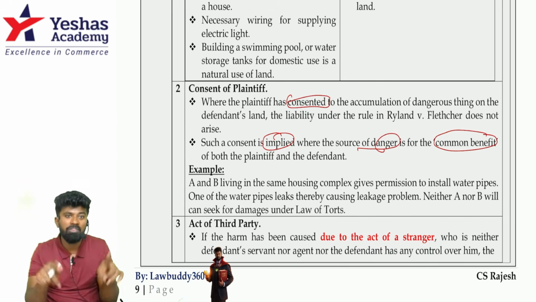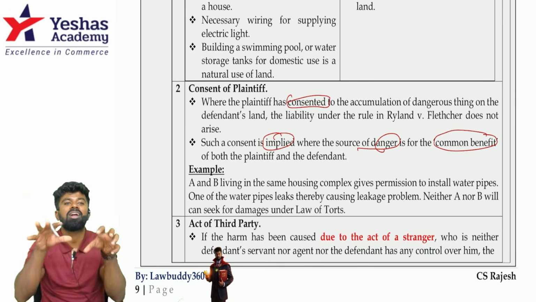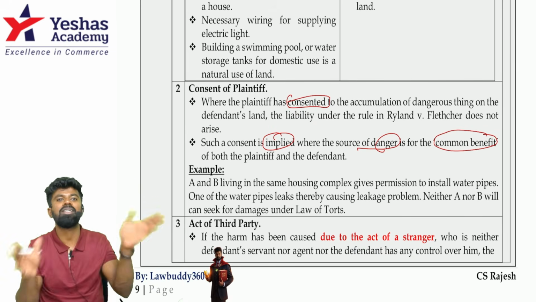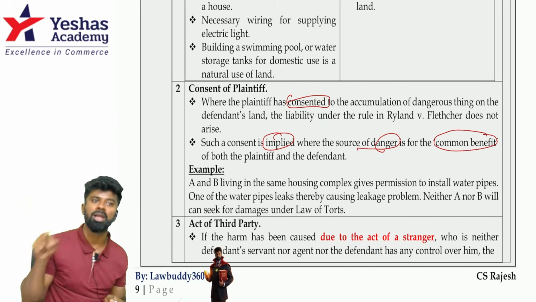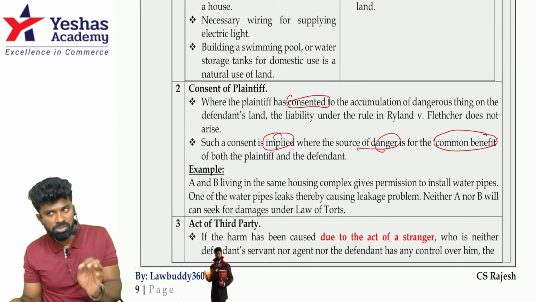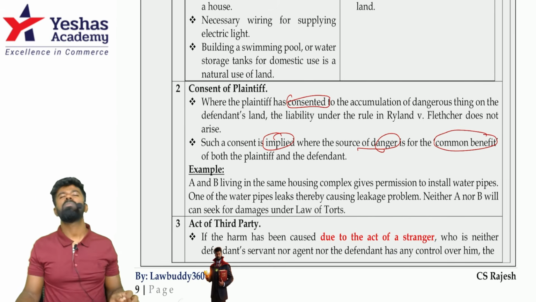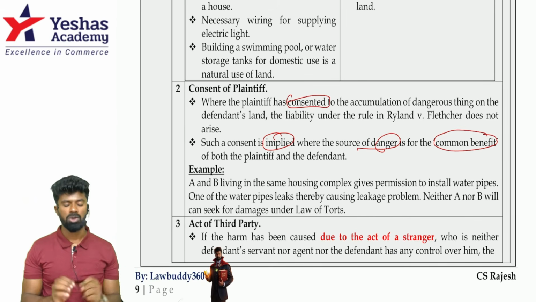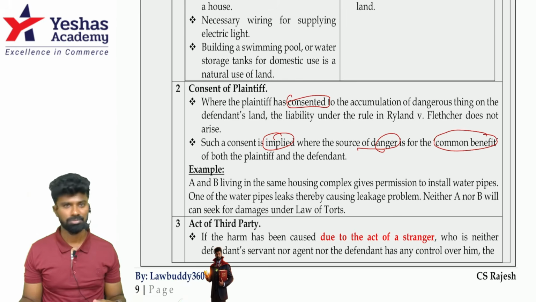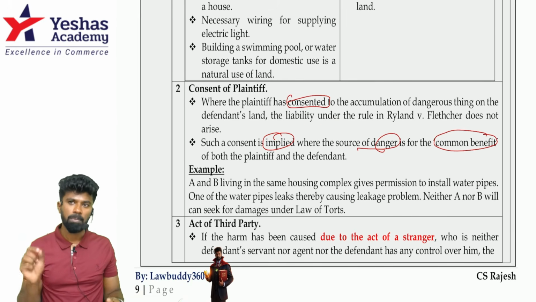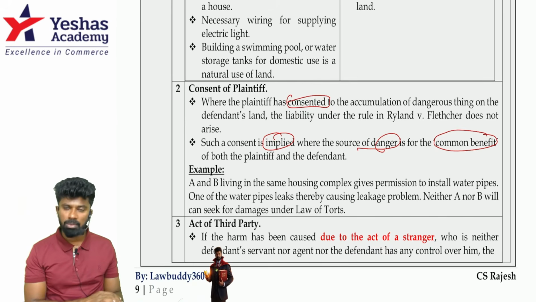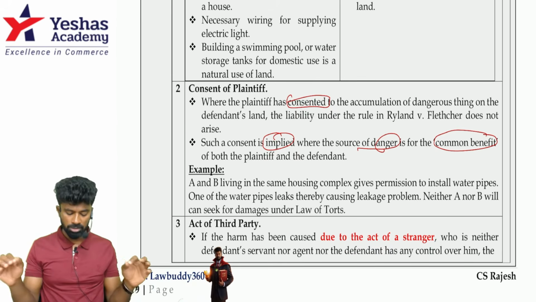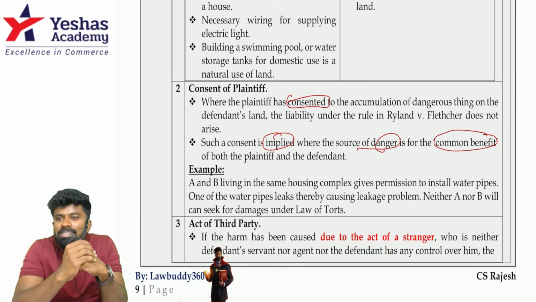The dangerous substance is kept for the benefit of both persons. It means he has given the consent for it. Even if he has not given consent, it is deemed that he has given the consent. When a dangerous substance is kept with consent, the principle of strict liability is not applicable. Applicable? Not applicable. Are we clear with this?